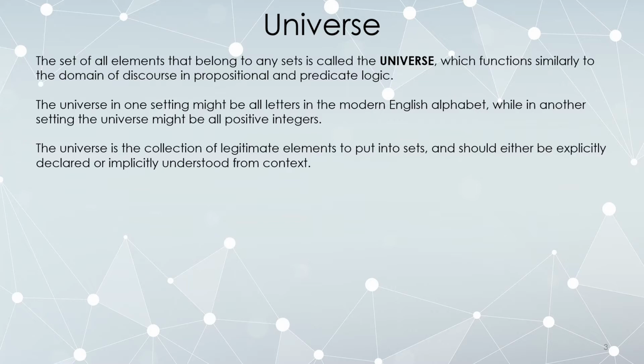So you should either explicitly say what it is, or it should be very clear from whatever context you're working in what the universe is. It's always going to be denoted with the letter U. So a capital U always denotes the collection of all things that are allowed to be put into sets in whatever context we're talking about.